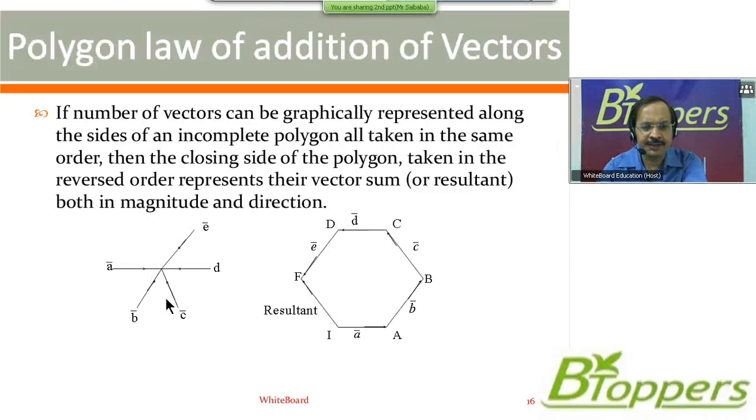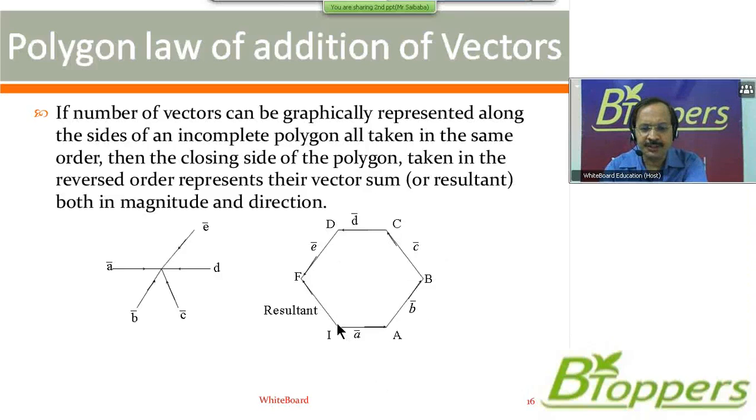So in this figure I have shown 5 vectors A bar, B bar, C bar, D bar, E bar, whose magnitudes and directions are supposed to be known, which are represented graphically here along the sides of an incomplete polygon. That means the direct line segment IA bar represents the first vector A bar, and the tail of the second vector B bar is attached to the head of the first vector A bar. Like that, the tail of the third vector C bar is attached to the head of the second vector B bar, and so on. The tail of the fourth vector D bar is attached to the head of the third vector C bar.